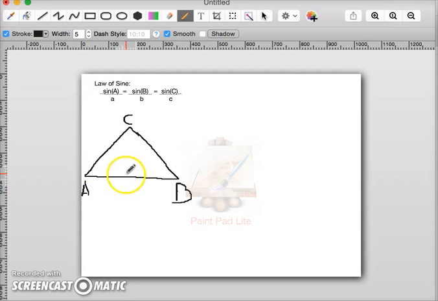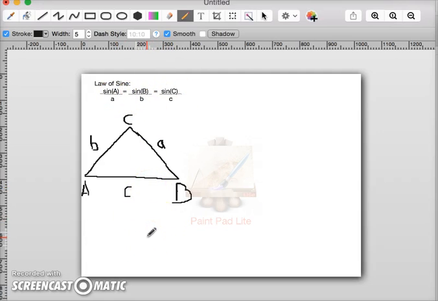Okay, and then I'm going to label the respective opposite side of those angles with the lowercase letter. So we have a, this is b, this is a lowercase c. From the diagram, the lowercase letters represent the sides of the triangle, and the uppercase letters represent the vertices of the triangle. Of course, in the formula, they represent angle A, angle B, and angle C of the triangle.